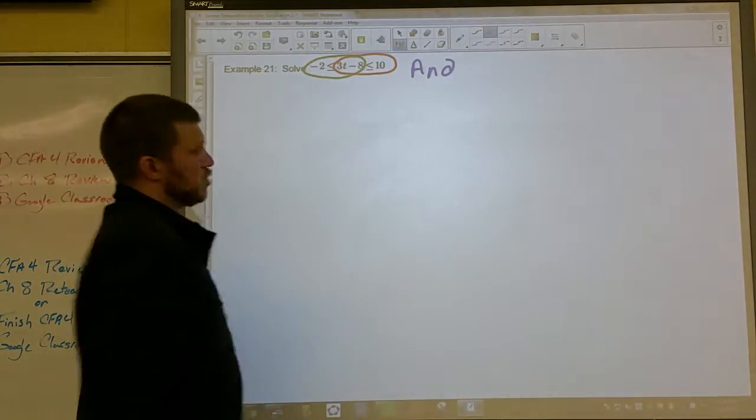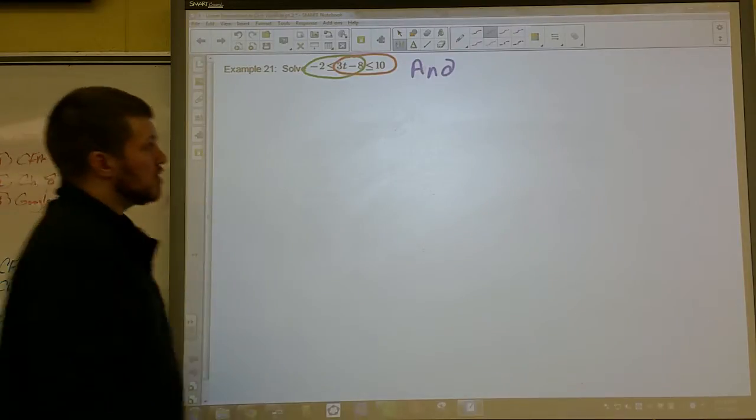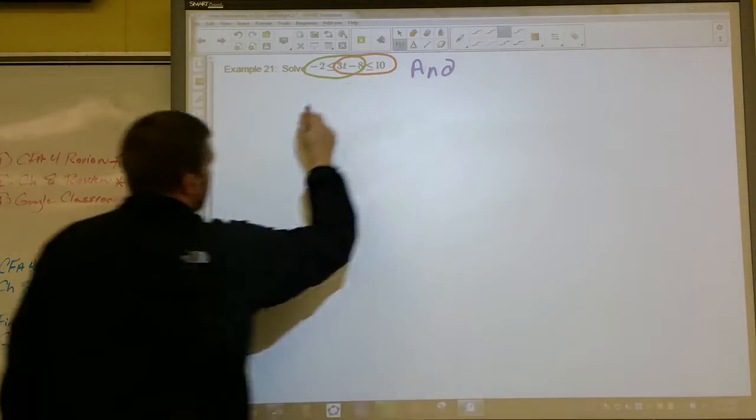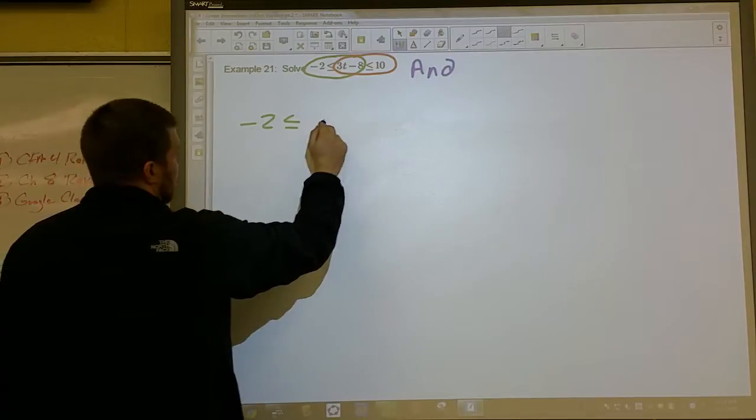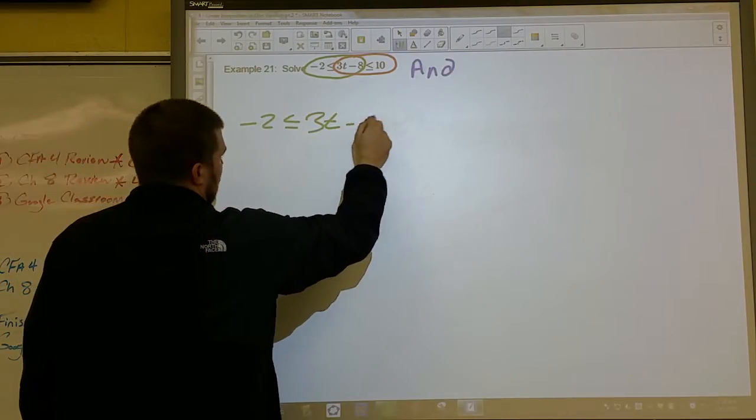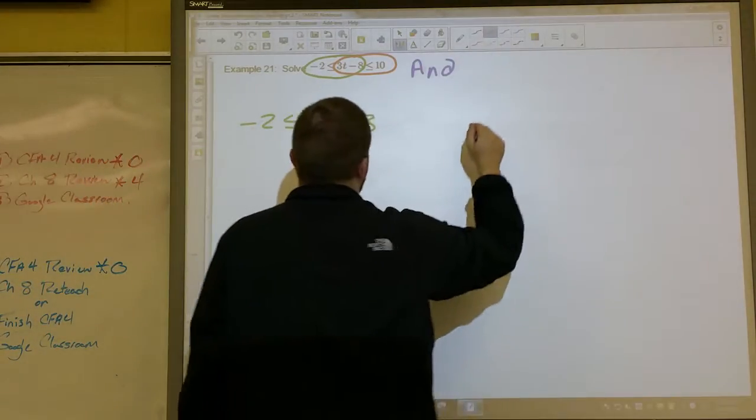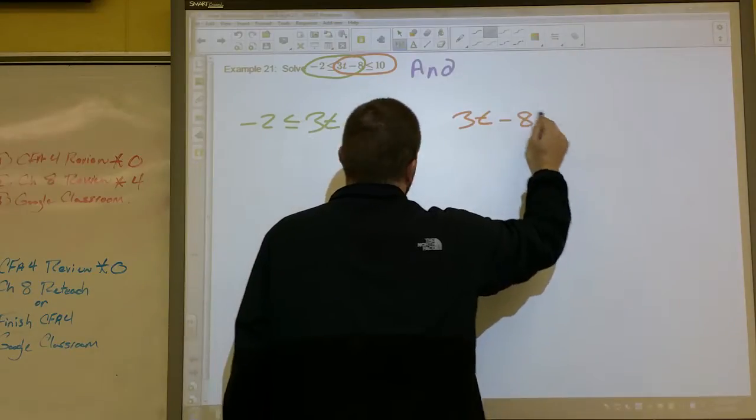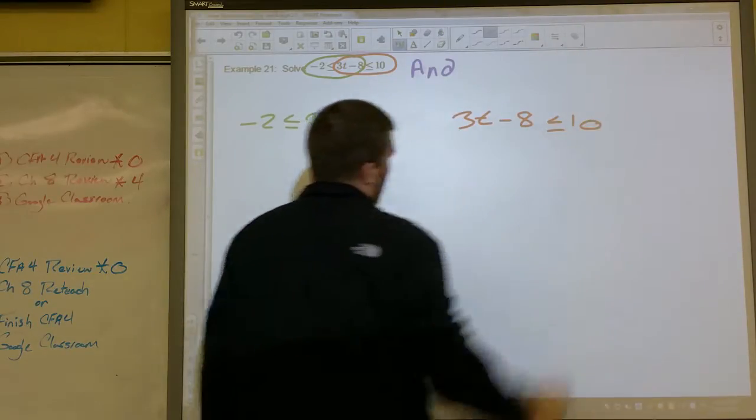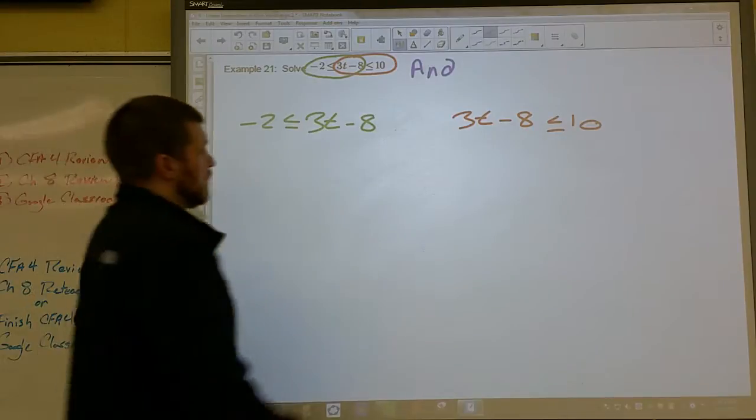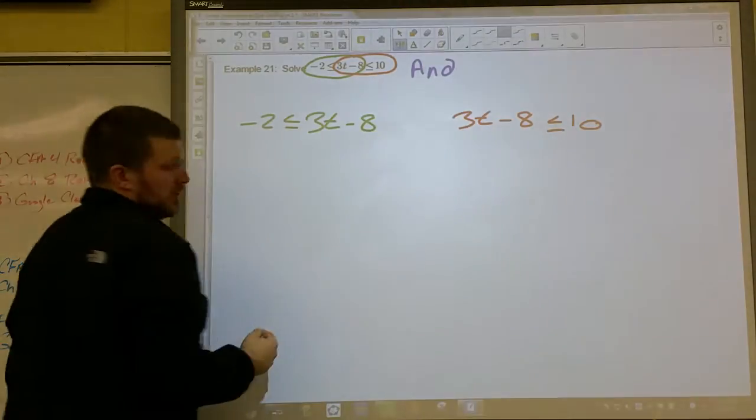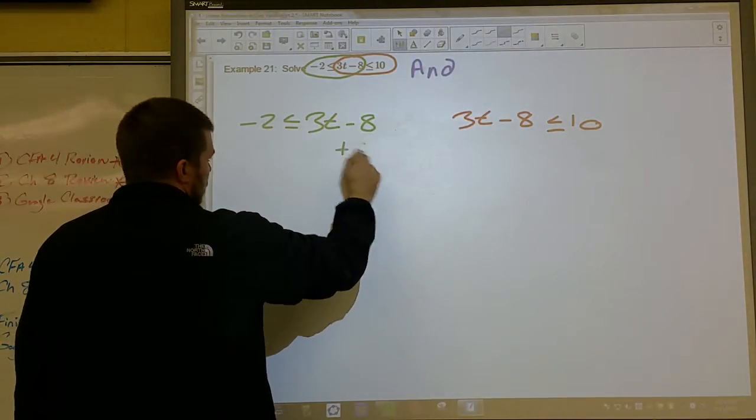And I suggest you actually draw these loops around, that way you can know which inequalities you need to write out. So the first one I'm going to solve is -2 less than or equal to 3t minus 8. The other inequality I'm going to look at is 3t minus 8 less than or equal to 10. And now I'm going to just solve each one of these by hand. Pretty easy, very similar to what we did in the last video. So start off by saying plus 8 on both sides.